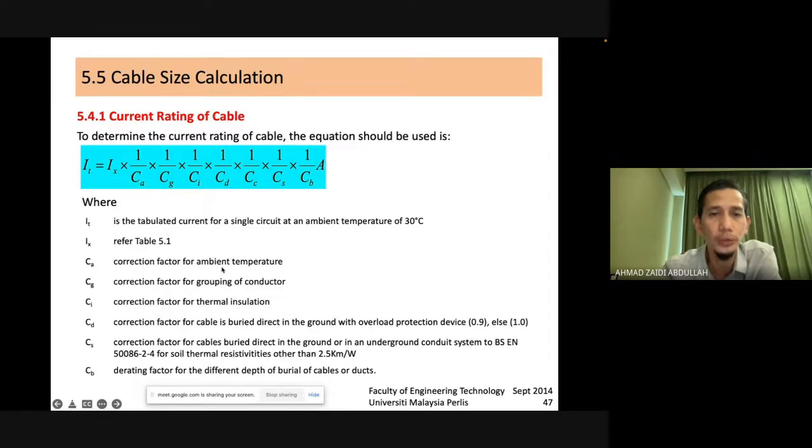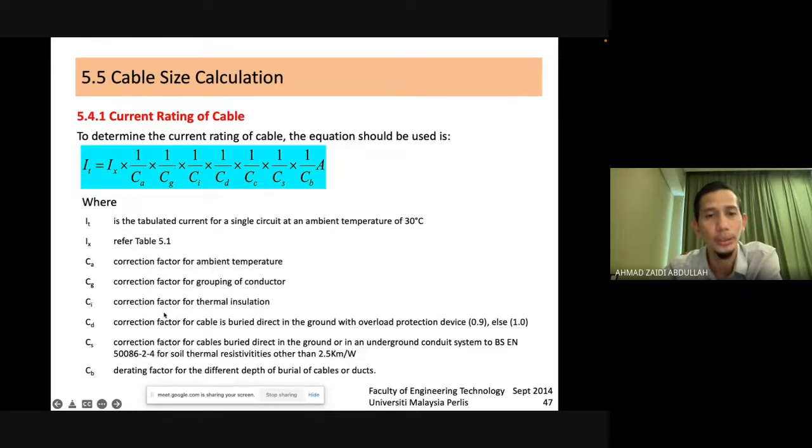CA is the correction factor for ambient temperature, CG for grouping of conductors, CI for thermal insulation, CD is for cable buried direct in the ground or underground, CS correction factor for cable buried direct in the ground or underground conduit system BS EN 586-2-4 for soil thermal resistivity. And then CB, the rating factor for different depth of cable or ducting. Nampak tu.